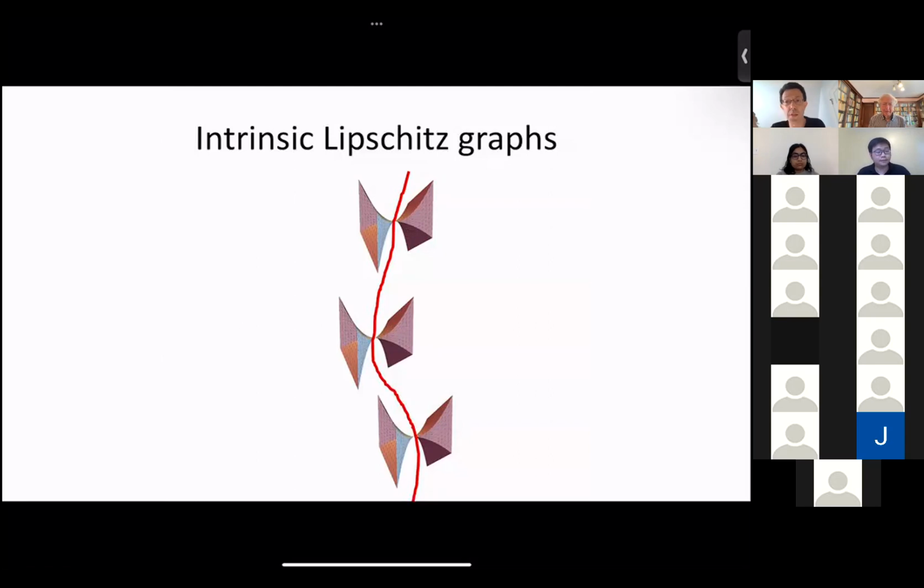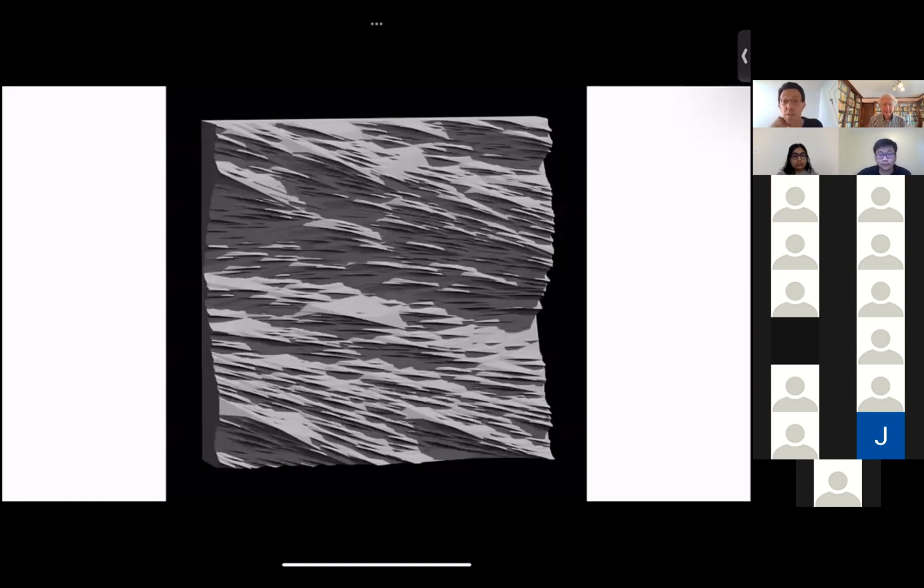In R3, the Hausdorff dimension can be bigger than 2, for example, even though they're intrinsic Lipschitz. So this is an example of what an intrinsic Lipschitz graph in R3 looks like. And there's of course an analog in R5. I just can't draw the picture, but they're worse. So intrinsic Lipschitz graphs, they're worse.